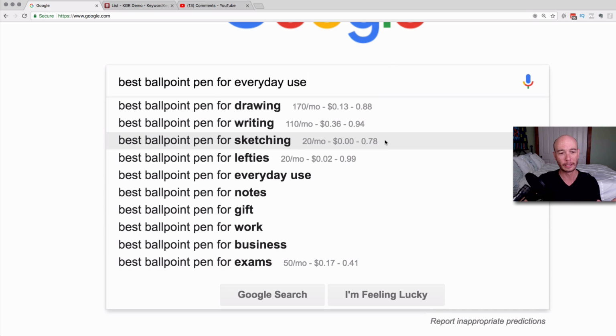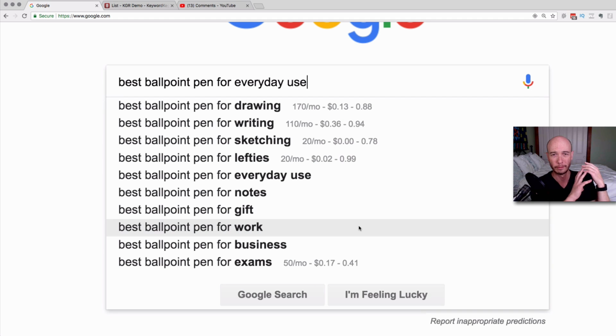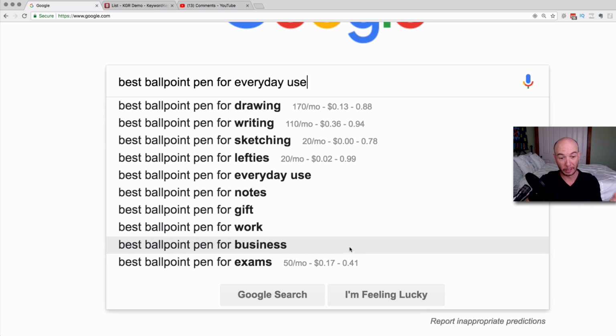But the point is, a best ballpoint pen for lefties and best ballpoint pen for work, those are 100% totally different types of users looking for something, right? So the results of what you are trying to provide, the information you're trying to get to them, are different, right? It's totally different, and that's why. Or best ballpoint pen for business versus sketching. I mean, there couldn't be more different types of users, right? I'm making some assumptions, but it's very distinct.